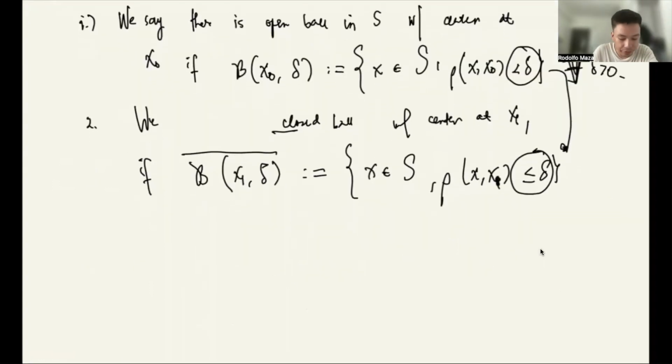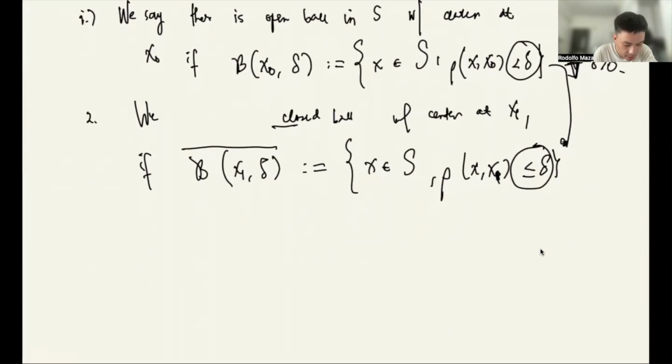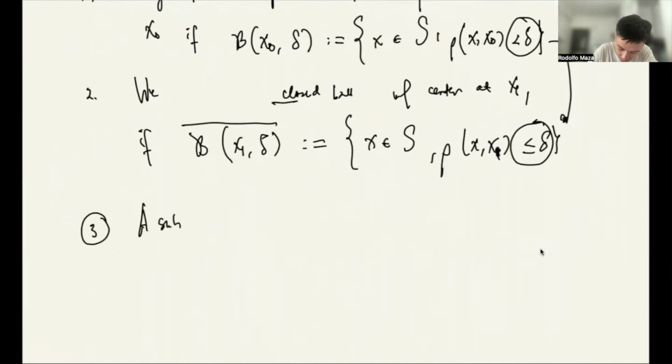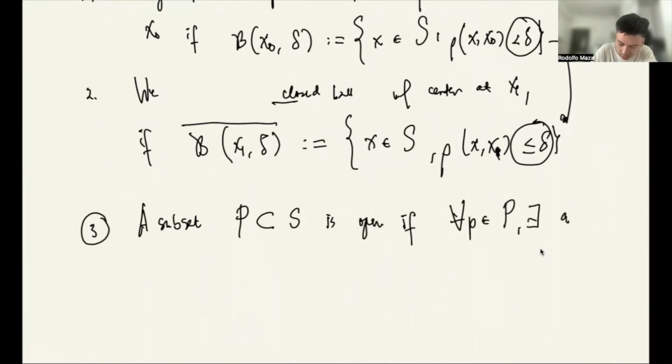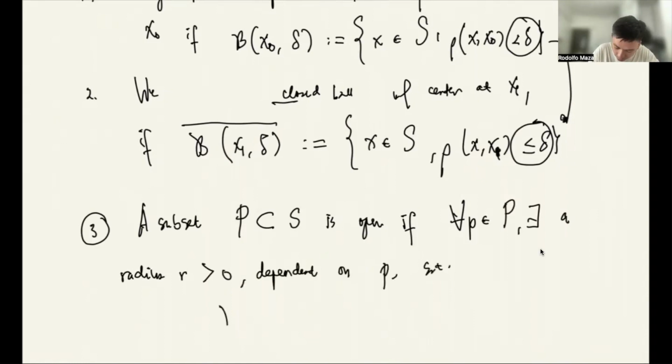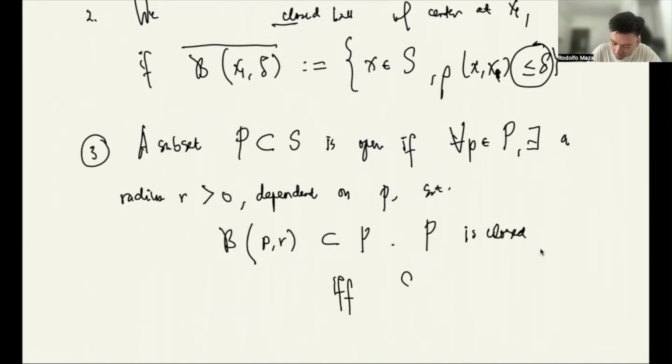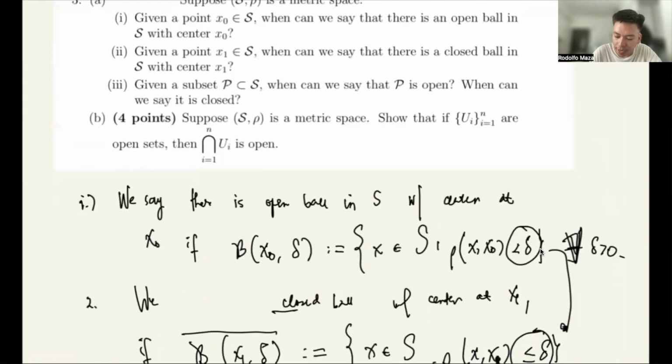less than or equal. For number 3, when can we say that P is open and that P is closed? This is a subset of a metric space. A subset P of S is open if for every p in P, there exists a radius R greater than 0, where R is dependent on p, such that the open ball B(p, R) is a subset of P. In other words, a subset P is open if it contains an open ball. P is closed if and only if S minus P, the complement of P, is open. That's it. If you have any questions or clarification, please let me know.